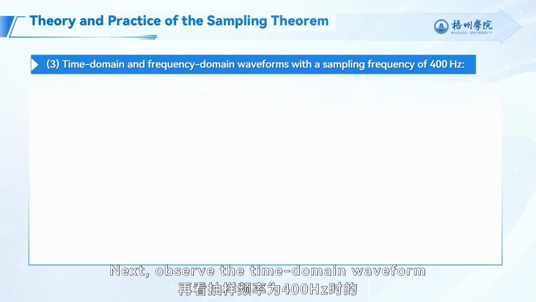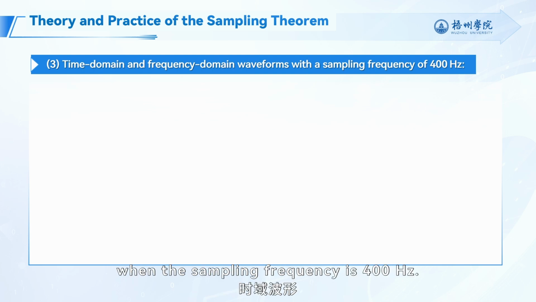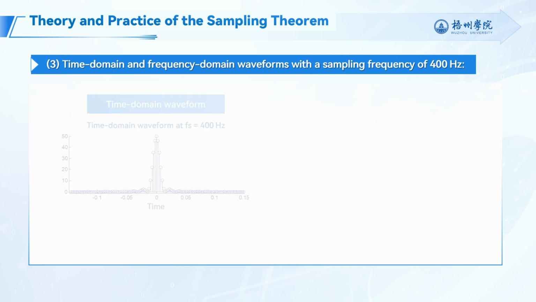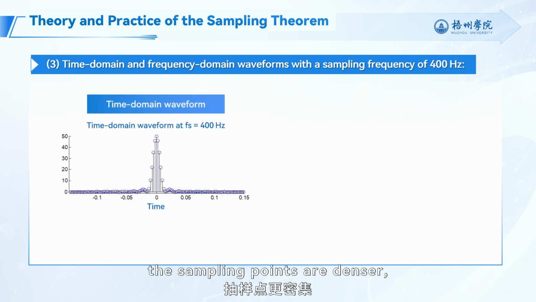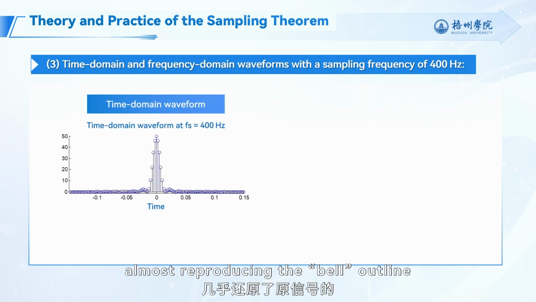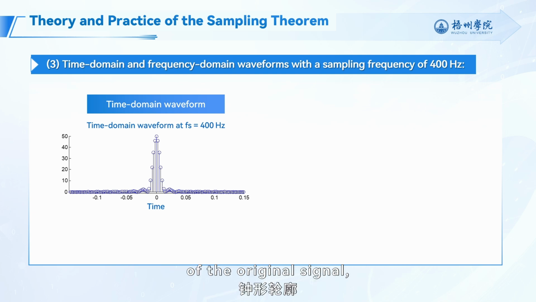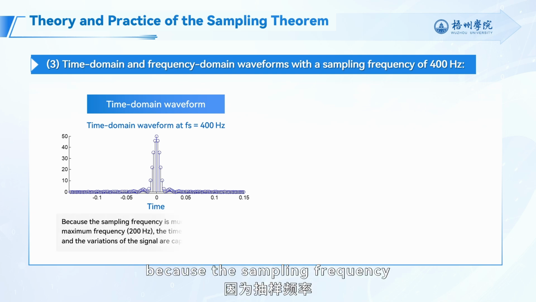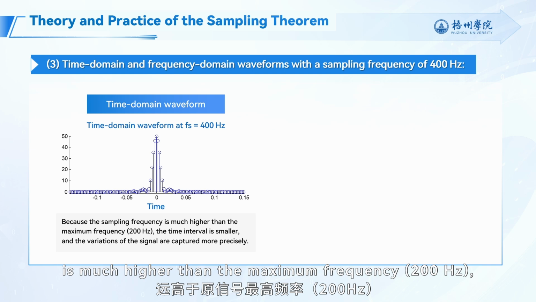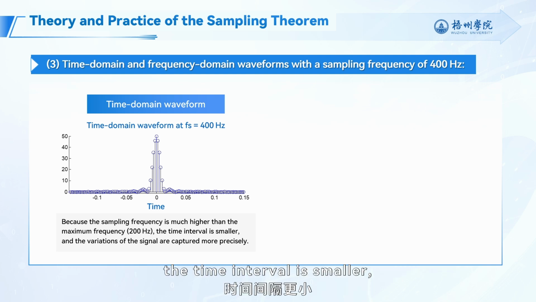Next, observe the time domain waveform when the sampling frequency is 400 Hz. In the time domain, the sampling points are denser, almost reproducing the bell outline of the original signal, because the sampling frequency is much higher than the maximum frequency, 200 Hz. The time interval is smaller, and the variations of the signal are captured more precisely.